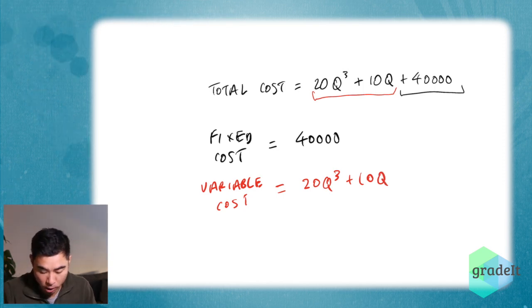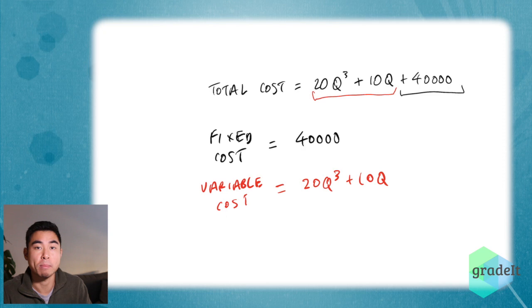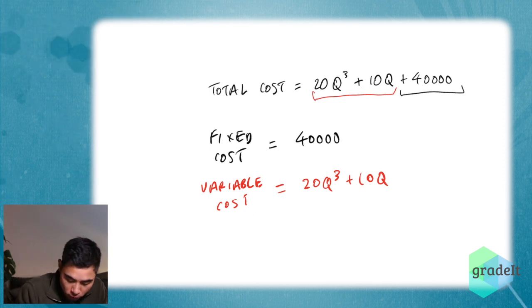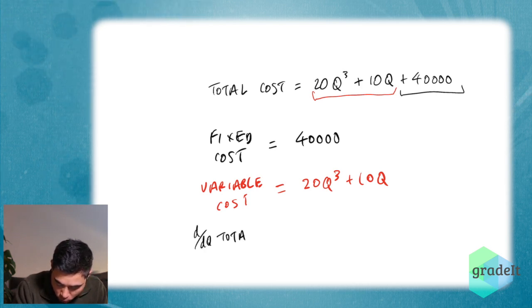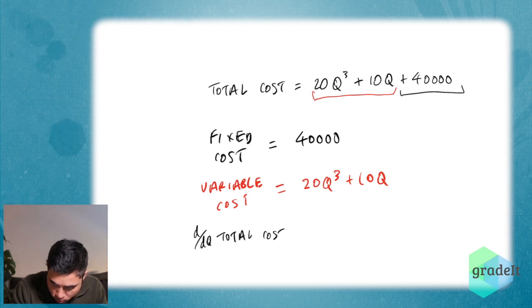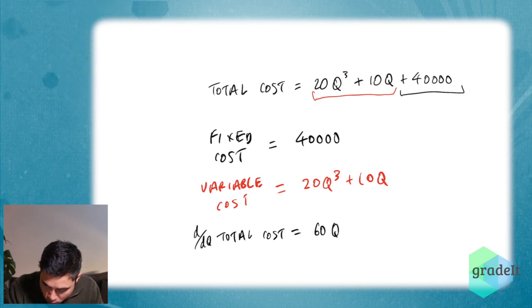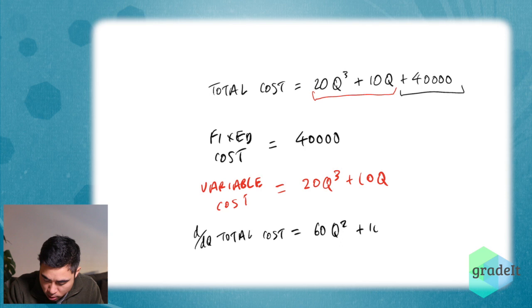And now for marginal cost. Well, marginal cost, remember, is the cost of producing the next additional unit, i.e. how does total cost change with respect to quantity. So for this we need to differentiate total cost with respect to quantity. Okay, so differentiating total cost, multiplying by my power, gives me 60q squared plus 10.